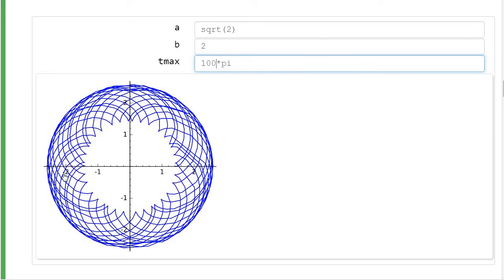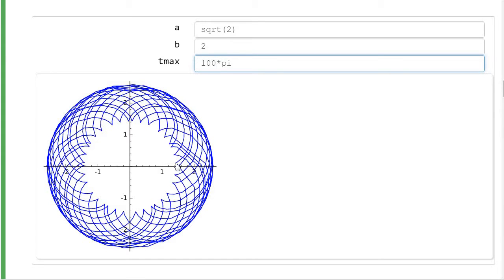What happens with square root of 2 is it bounces around. It never quite gets back to where it started. Like when you had a whole number, eventually it goes around, it gets back to the starting point and repeats. Here it doesn't quite repeat, so it starts maybe here and it bounces around, but it doesn't end up here again. See, it's a little bit off.